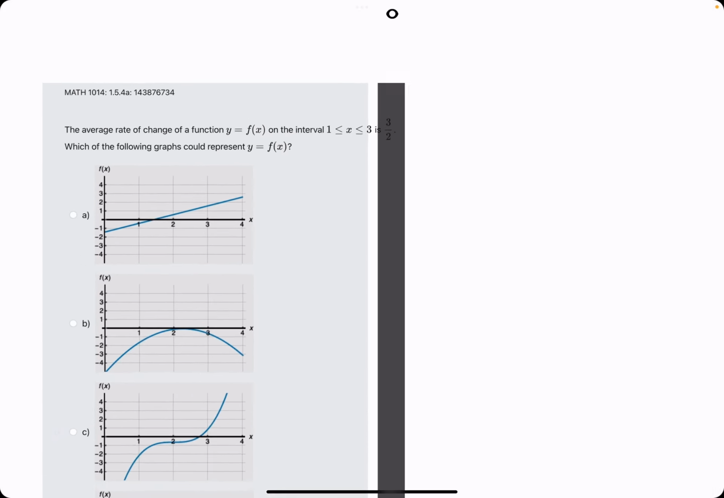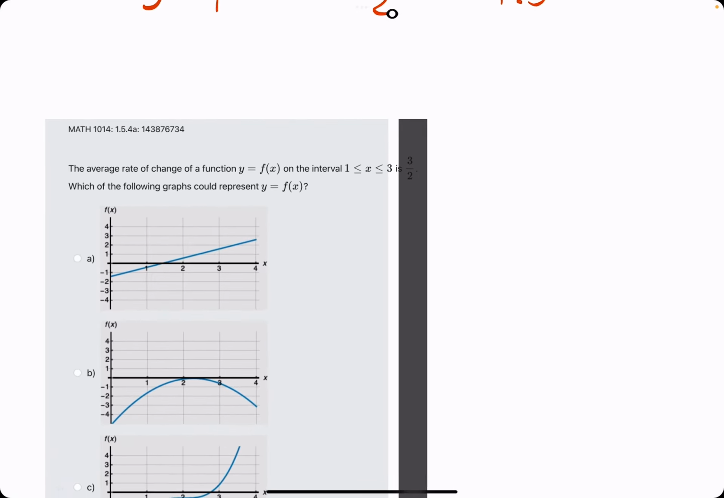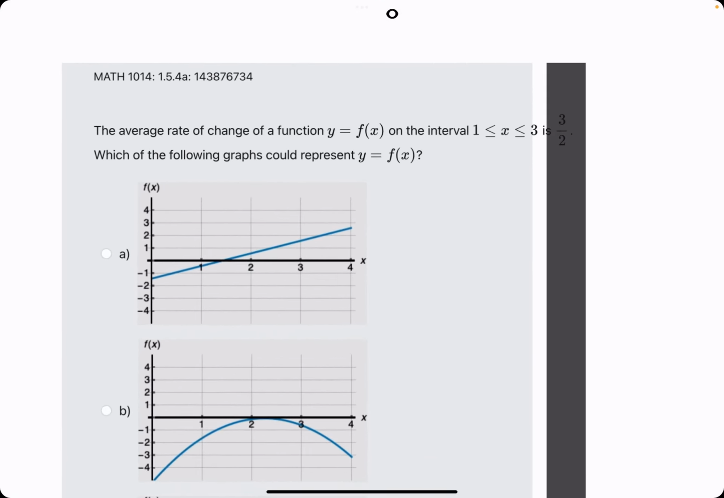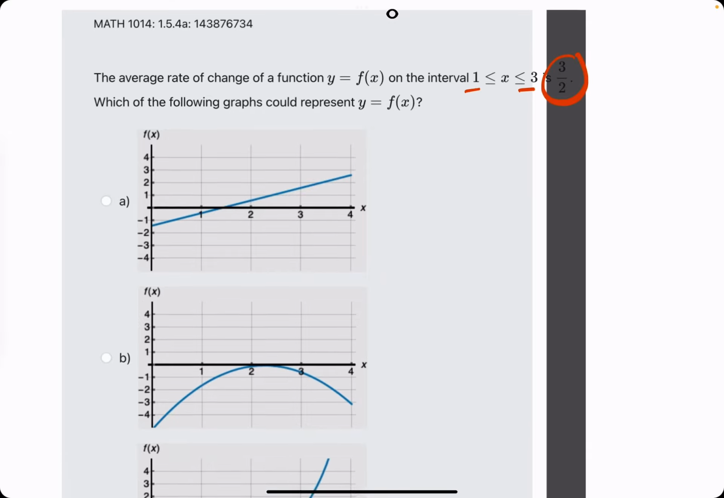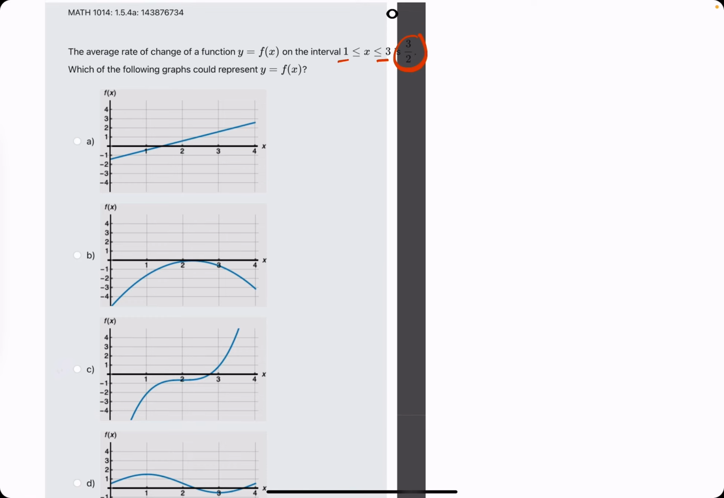Let's do 2 more examples. It's a little blacked out here, but you can still see it. The average rate of change we're looking for is a positive 3/2 from 1 to 3. So again, same idea. From 1 to 3, we're looking for a positive 3/2, right?